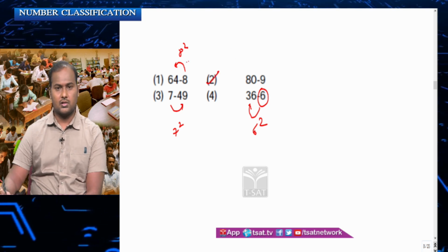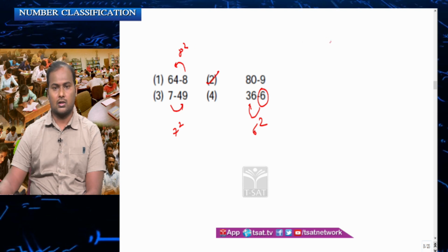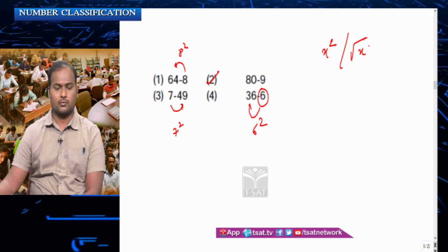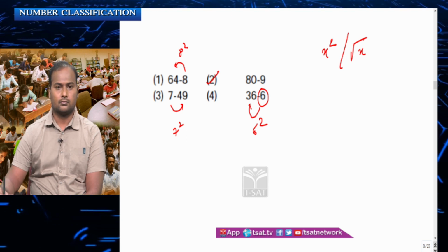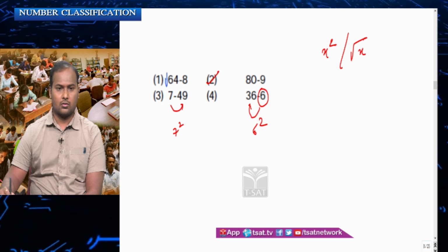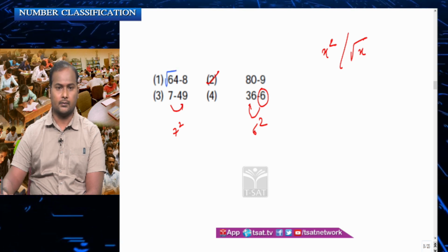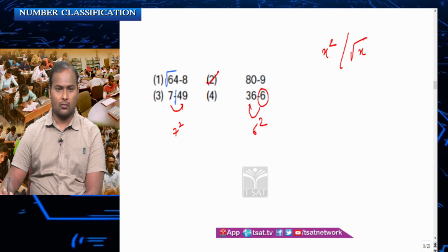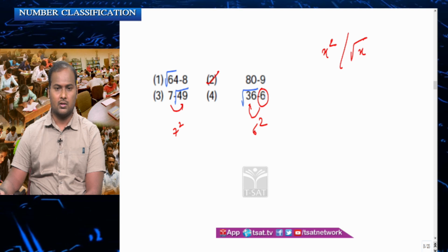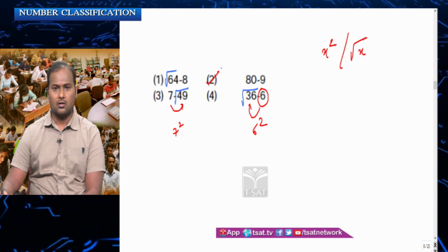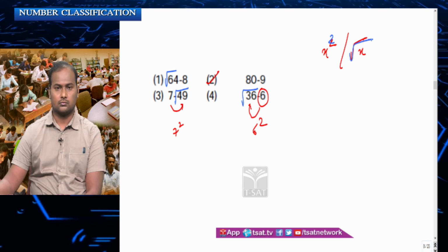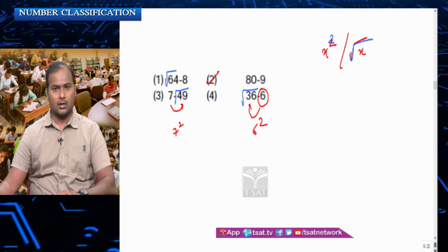Or not only square, you can go with root also. Either x square or root of x is also possible, yes or no? For example, if you see root 64, it will become 8. The same way, root 49, it will become 7. Root 36, then it will become 6, whereas in option 2 it is not possible. So either squares or square roots, okay? You can do either case, both are correct.